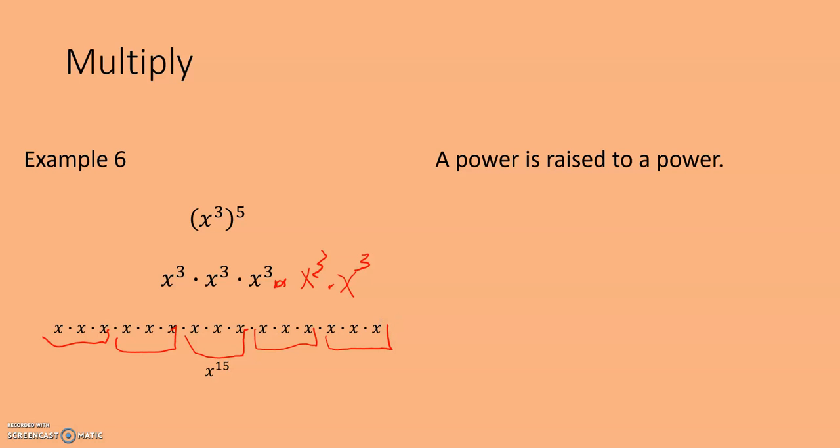A power is being raised to a power. X to the m to the nth power is x to the m times n. Multiply the exponents. The n is outside the parentheses. It is being raised to the nth power, so we multiply the exponents.